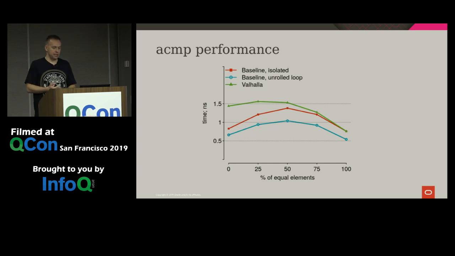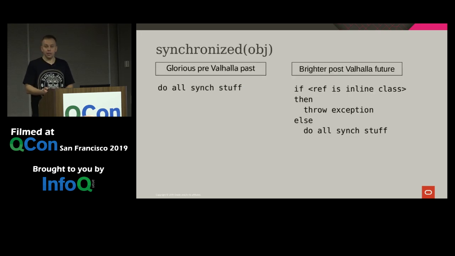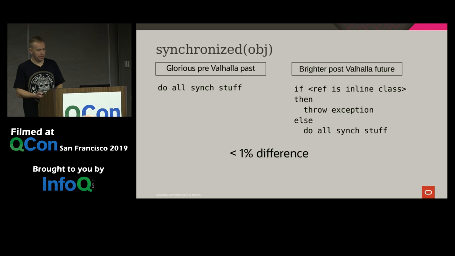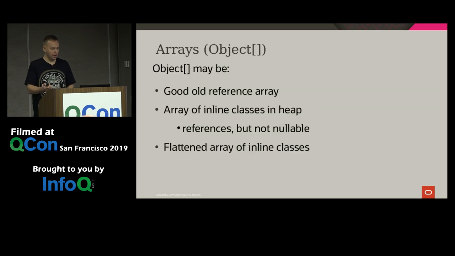In the worst cases, the operation became more than 2 times slower. I mean reference comparison. In the best cases, it became not so bad. Okay, another operation which we prohibited for inline types is synchronization. It throws an exception if you're trying to do synchronization on inline types. But here everything is fine. All our benchmarks show less than 1% difference, and we don't care about that anymore.